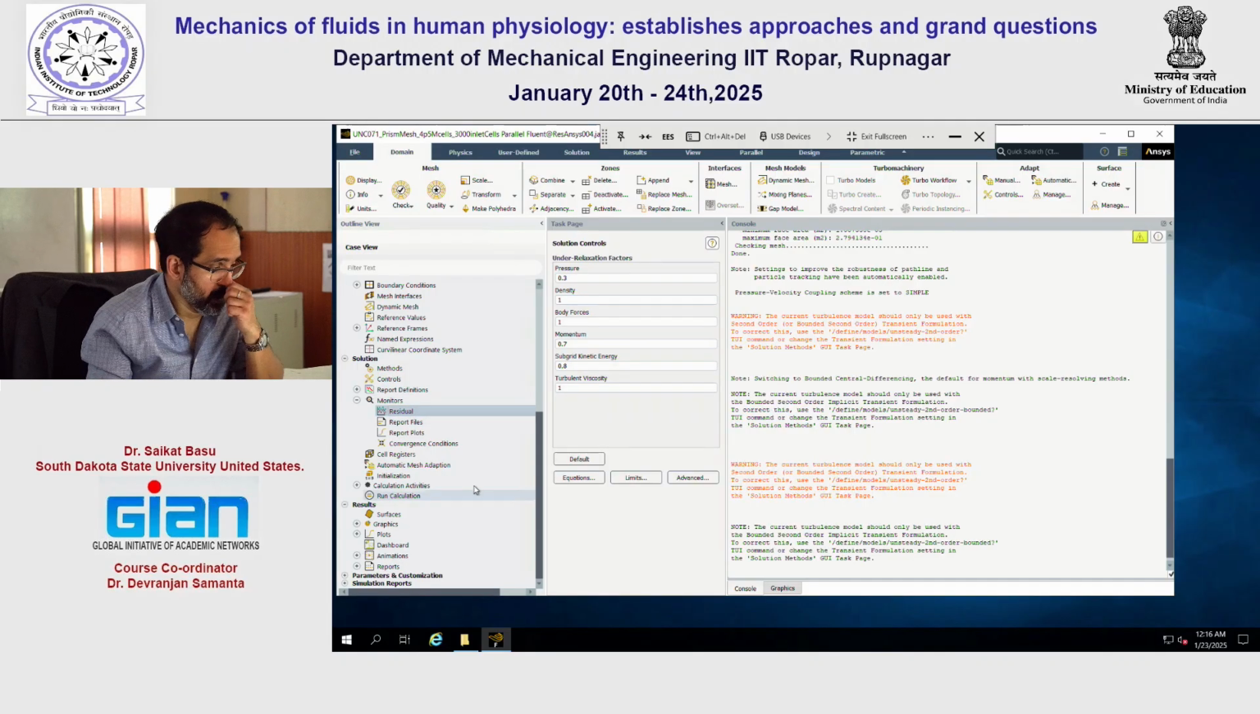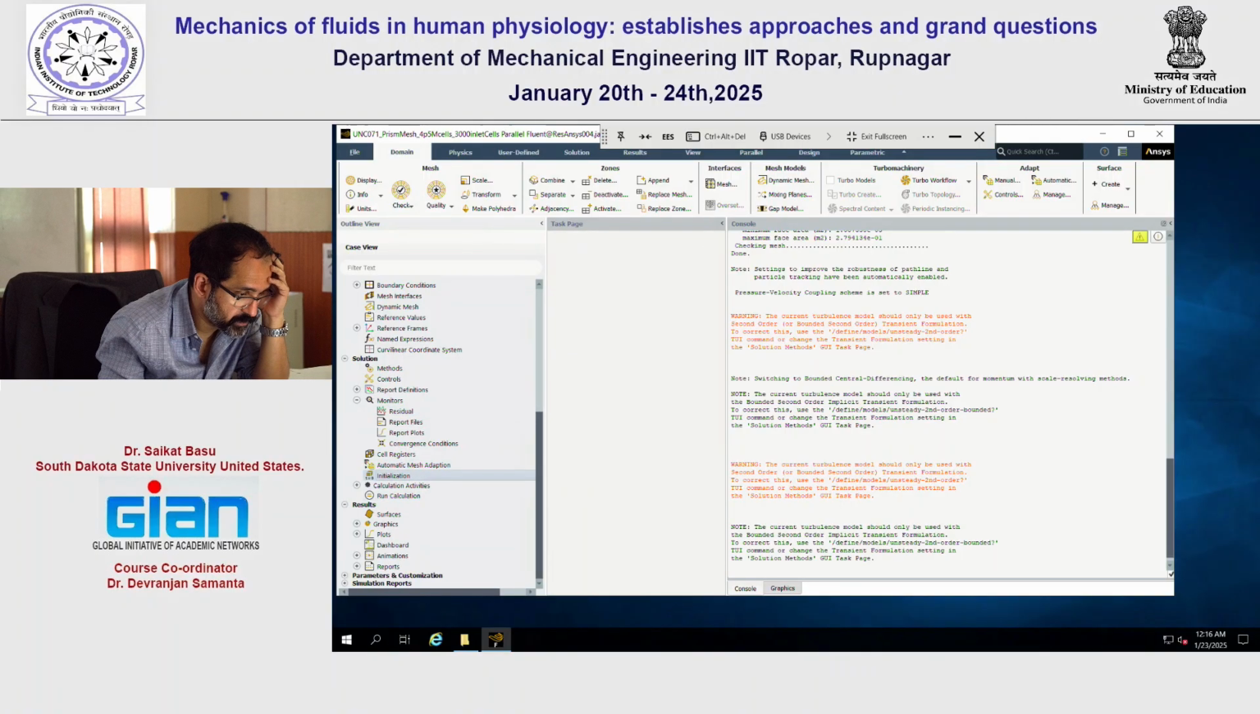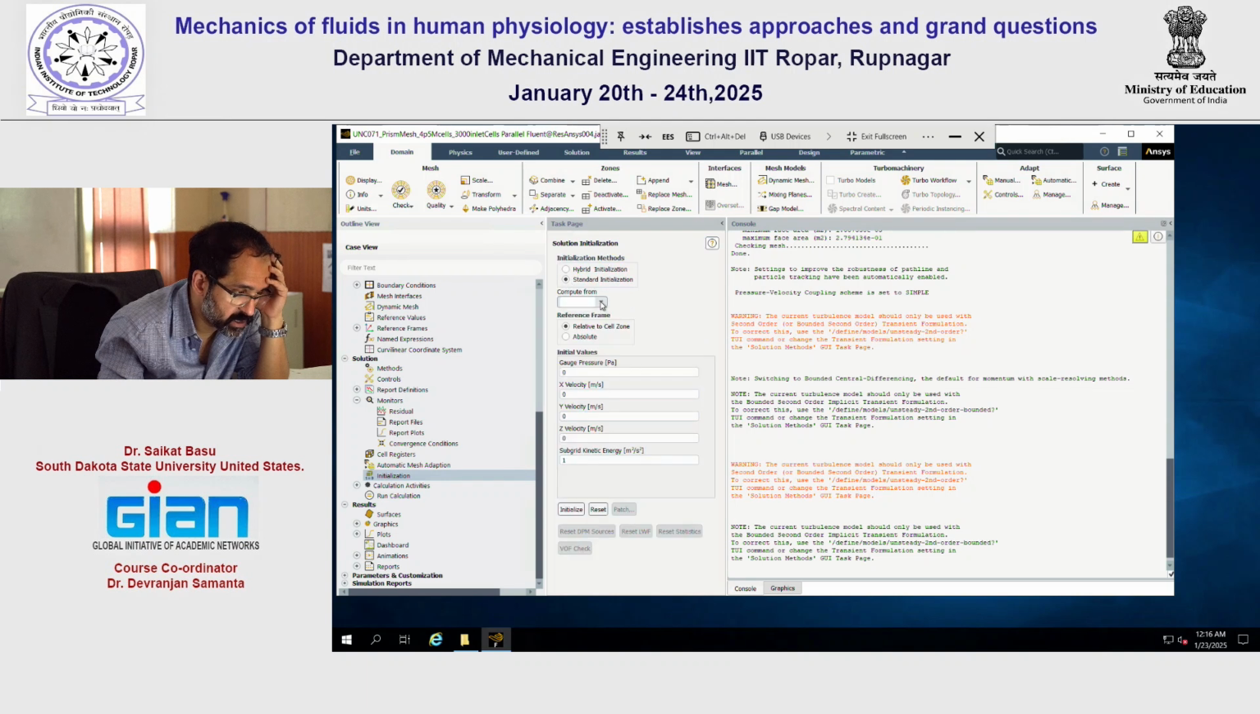Okay, now let's come to the initialization, and there I would use the standard initialization and compute from, you can pick any of the inlets. There are two inlets over here, both the left side of the nasal airspace and the right side. You can pick either of the two. Let's pick right nostril and then initialize.